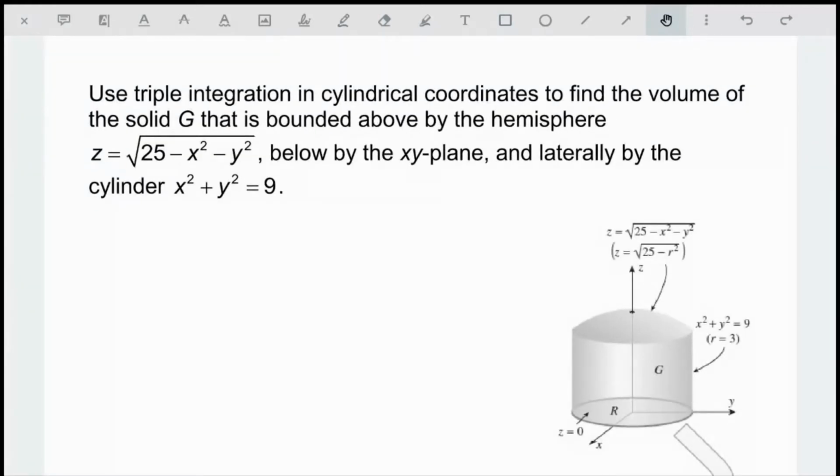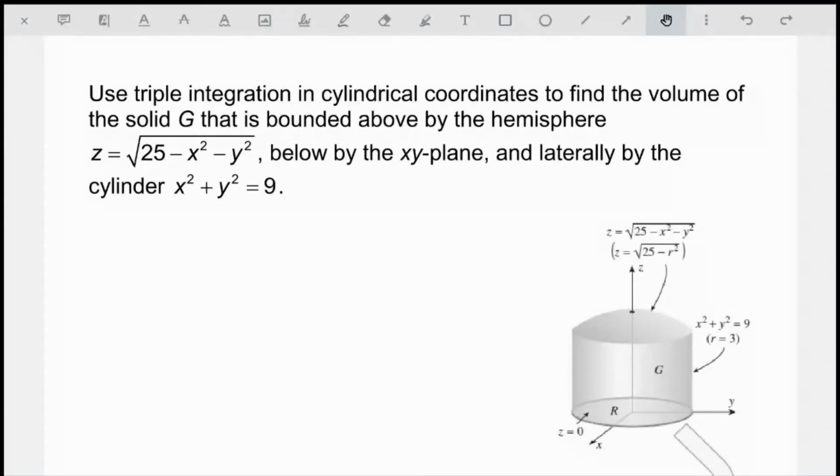And we've seen actually a couple of problems you might have noticed back in section 15.7. There were situations where it might have been a little bit easier to work them in a cylindrical form. So this is one where it definitely makes more sense to work it in a cylindrical form. And what we've got is a problem where they've given us a diagram here, but it says use triple integration in cylindrical coordinates to find the volume of the solid G that is bounded above by the hemisphere z equals the square root of 25 minus x squared minus y squared, below by the xy plane, and laterally by the cylinder x squared plus y squared equals 9.